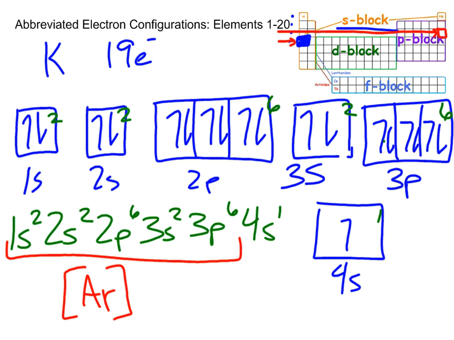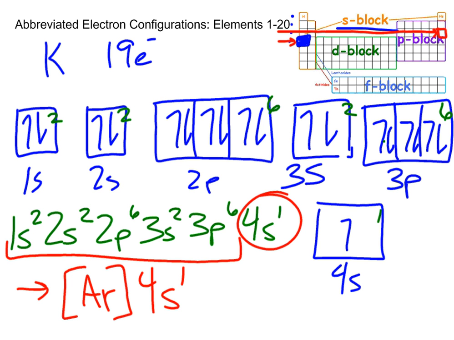So if I was to draw the abbreviated electron configuration, all I would do is put the most recent noble gas that I passed, in this case argon, and then put whatever's left, 4s1. And this would be the abbreviated electron configuration for potassium. So you either can write it in the long version, which is the green written out, or the red written out, which is the abbreviated electron configuration. Okay, so you should be able to do that for any of the 1 through 20 elements.